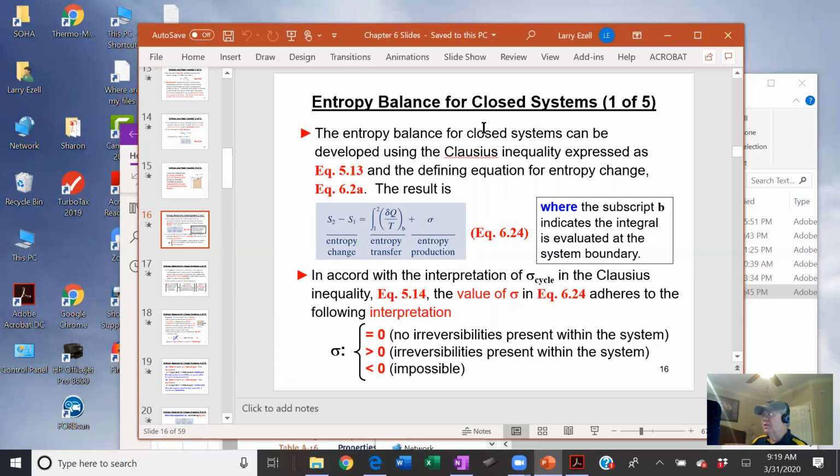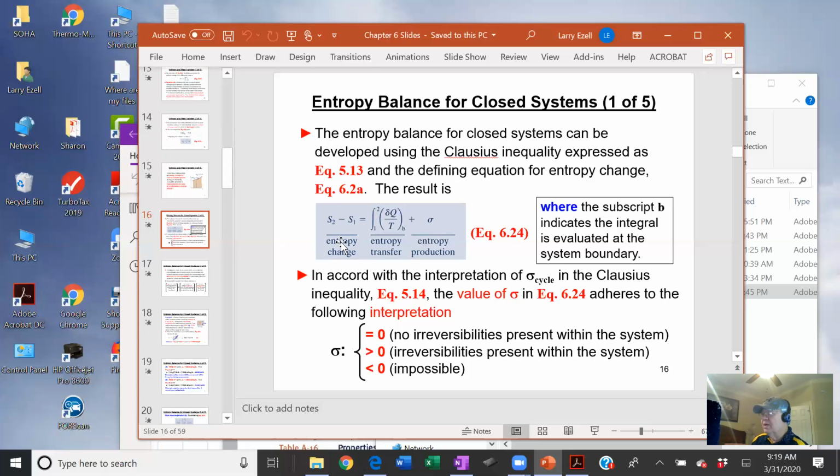The entropy balance for a closed system can be developed by the Clausius inequality. Remember, the Clausius inequality is one of the corollaries of the second law of thermodynamics. And the second law of thermodynamics sort of says there's no free lunch. In a way, that's what it says. As equation 5.13 and the defining equation for entropy change, if we combine these two equations, we get this nice equation. It's called the second law equation.